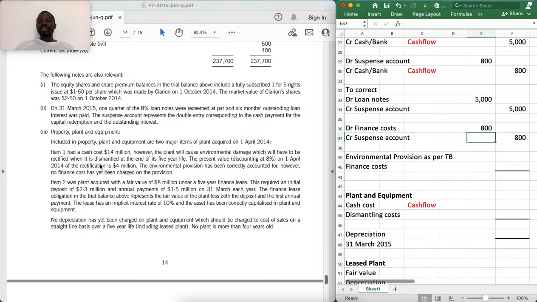Now, item 1 had a cash cost of 14 million. We can come here and say 14 million, that is a cash cost, which is a cash flow for our extract of cash flow. The plant will cause environmental damage which will have to be rectified when it is dismantled at the end of 5 years. The present value discounted at 8% on 1 April 2014 of the rectification is 4 million, which is 4,000 in 1,000. We'll put our 4,000 like this.